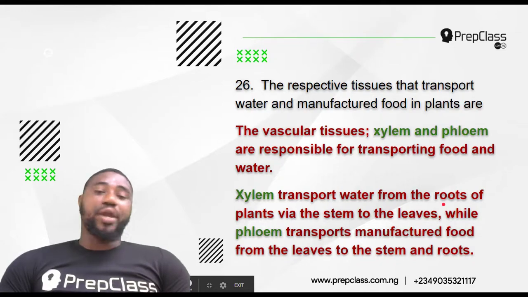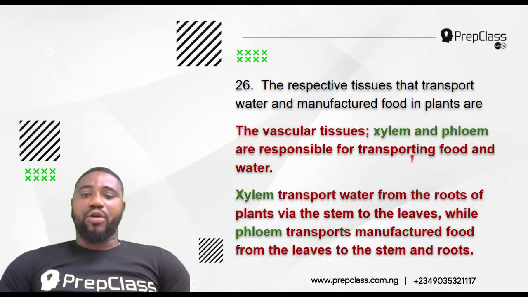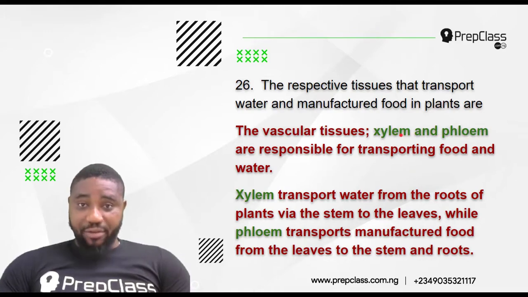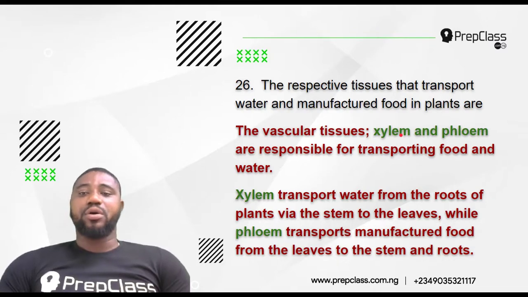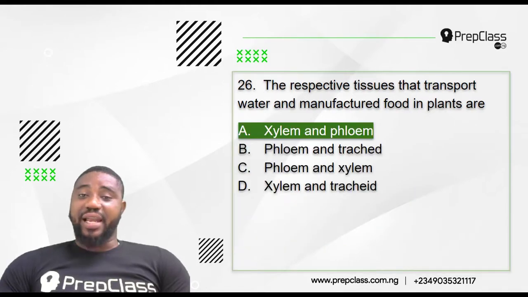So if we are going for respectively, the correct answer should be xylem and phloem. Xylem transmits water from the roots to the leaves via the stem. Phloem conducts food, the food that they manufactured by photosynthesis, from the leaf through the stem then to the roots. So the correct answer there should be xylem and phloem.